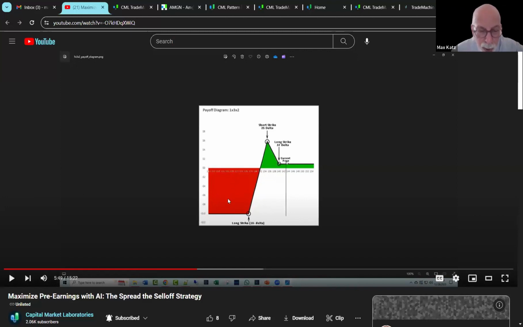So that's 20 points of risk minus your credit of $1. So there's 19 points of risk minus the width of the one long put spread, which in this example is 5 points. So we have 20 minus 1 minus 5. We still have 14 points of maximum risk. That's what I want to minimize.